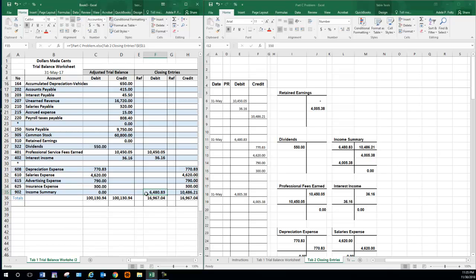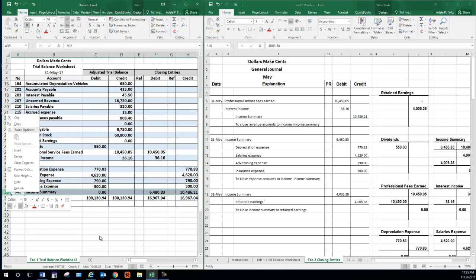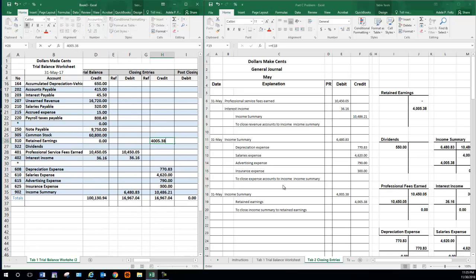So our income summary has, what we did to it here, I'll show it the way you can do it. So our income summary, we debited 4,005.38, and we credited retained earnings. So let's come up here to our retained earnings account, which is up here in our equity section. There it is. And we credited it for 4,005.38.